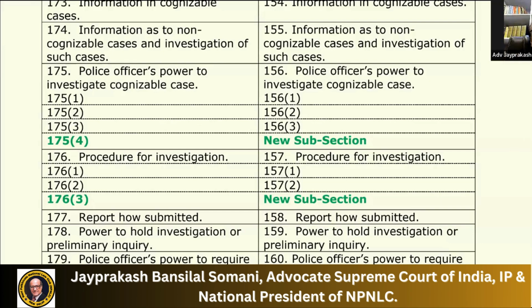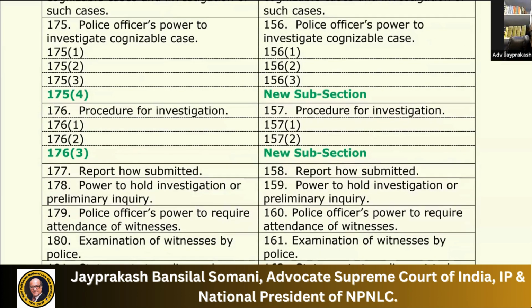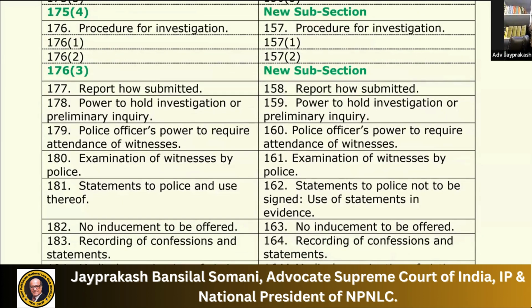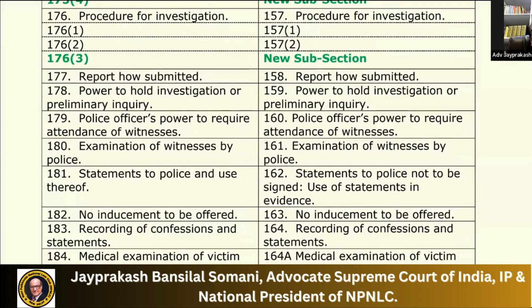BNSS section 176, procedure for investigation. Its earlier section was in CrPC 157. BNSS section 176(1), 176(2), 176(3) is a new subsection. Earlier there were only two, comparatively, in CrPC 157(1), 157(2). BNSS section 177, report how submitted. Its earlier section was in CrPC 158. BNSS section 178, power to hold investigation or preliminary inquiry. Its earlier section was in CrPC 159. BNSS section 179, police officers' power to require attendance of witnesses. Its earlier section was 160 in CrPC.